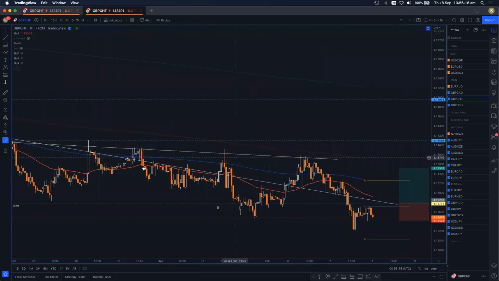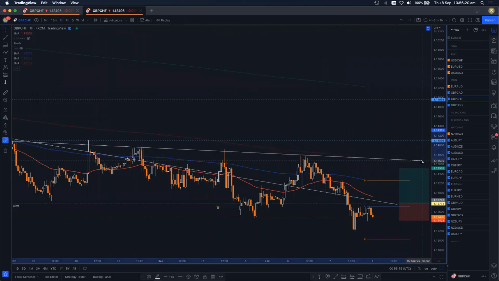Trend lines here, this one has been rejected a few times. So we'd expect that to get rejected or become significant resistance if it gets up there again. That lines up with the day 20. You can see that red line there.